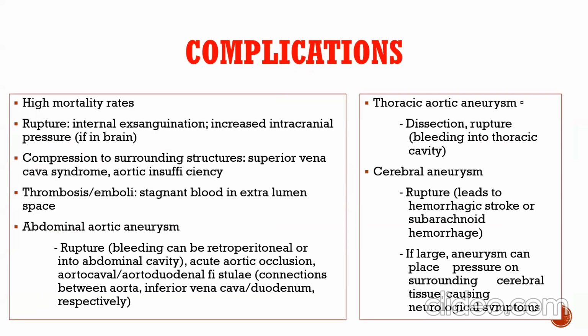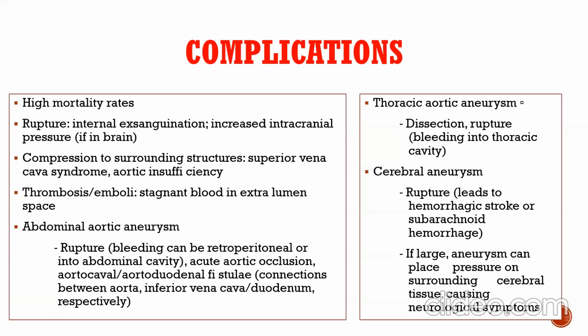Complications. High mortality rate is due to rupture, internal exsanguination, increased intracranial pressure in the brain, compression of surrounding structures, superior vena cava syndrome, aortic insufficiency, thrombosis, emboli, stagnant blood in the extraluminal space. Abdominal aortic aneurysm: rupture, bleeding can be retroperitoneal or into the abdominal cavity, acute aortic occlusion, aortocaval and aortoduodenal fistula, connection between the aorta, inferior vena cava, and duodenum, respectively.